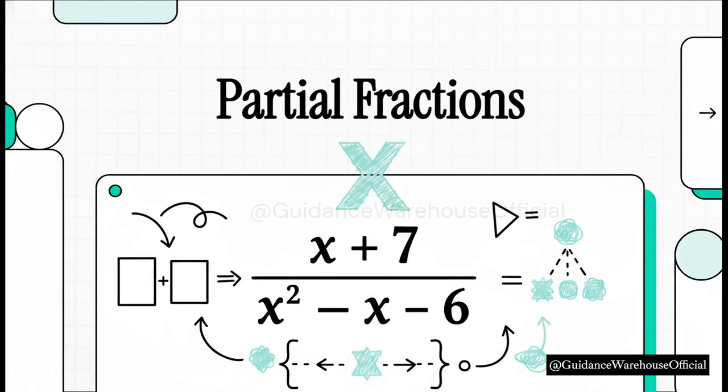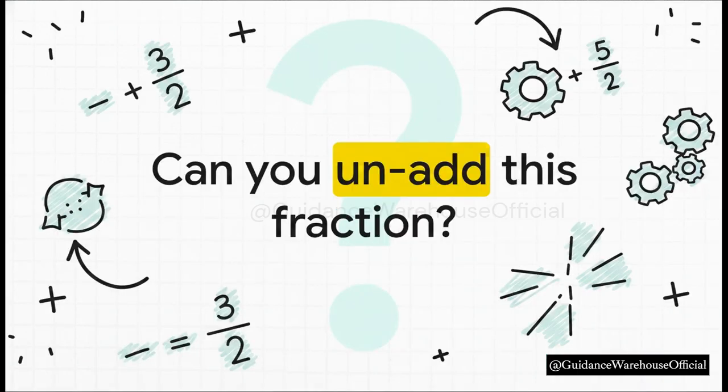Let's look at this fraction right here. x + 7 divided by x squared minus x minus 6. So here's the big question. Can you unadd it? I mean, we all know how to add two separate fractions together, right? You find a common denominator, you combine them, boom, done. But what if you had to work backward?